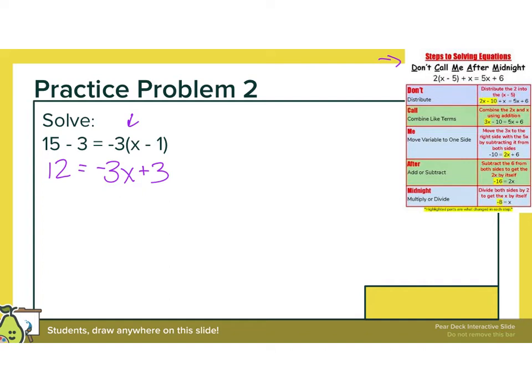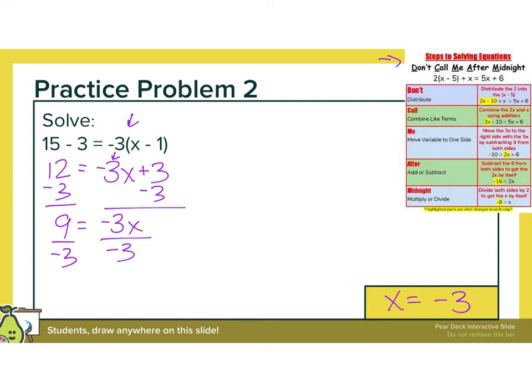Now, I don't have a step 3 because I only have variables on one side. So I move to step 4. I'm going to keep the variables on the right. I need to get rid of this plus 3 by subtracting. So I get 9 equals negative 3x. Step 5, isolate by dividing both sides by negative 3 to get x equals negative 3.